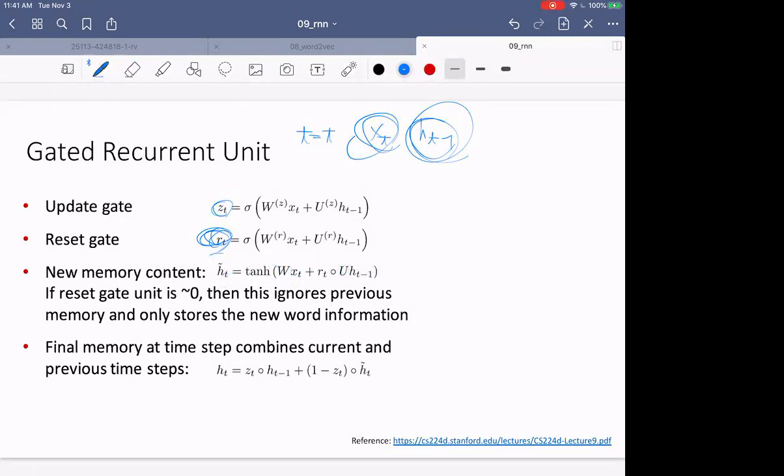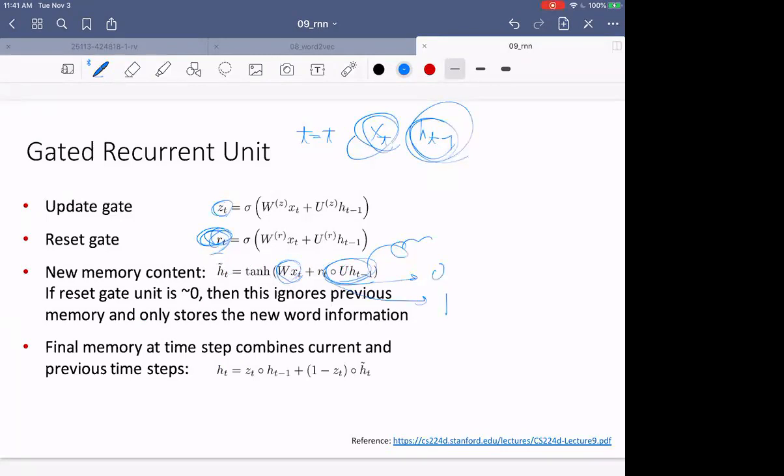If your reset gate is all 0, then these terms all die down and only the current input will survive. And if RT is 1, then the past information will survive and be mixed with the current information. That's what the reset gate does.